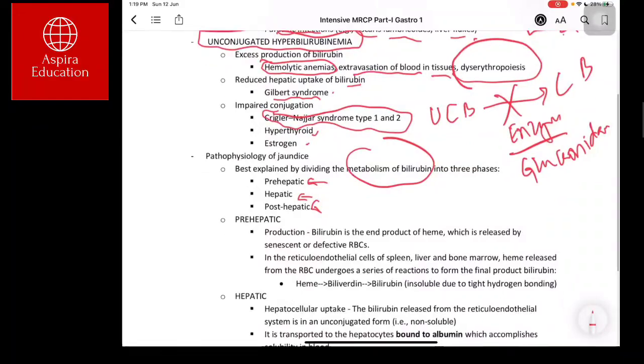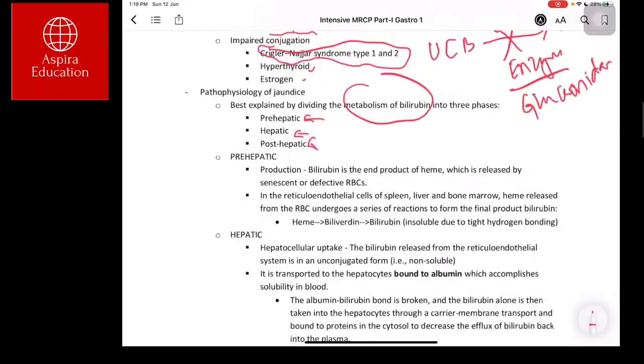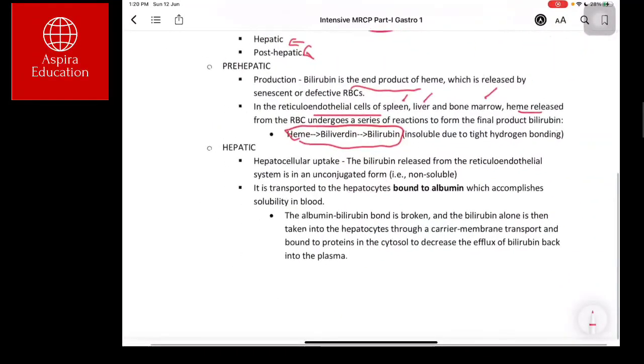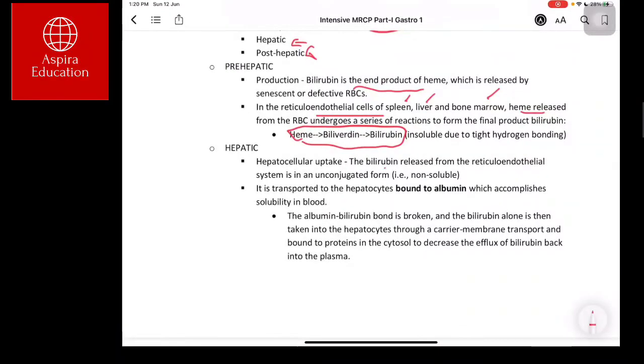So prehepatic, as we understand, bilirubin is the end product of heme. In the reticuloendothelial cells of spleen, liver, and bone marrow, the heme released from RBCs undergoes a series of reactions to form bilirubin. This is the final reaction. As far as hepatocellular uptake is concerned, the bilirubin released by the reticuloendothelial cells is in an unconjugated form. It is transported to the hepatocytes bound to albumin.